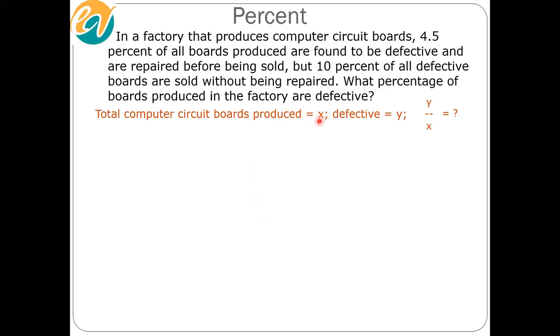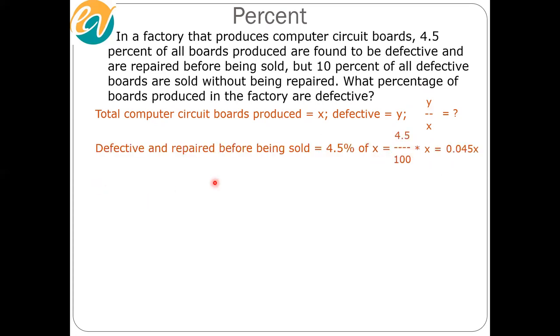So this is perhaps a very simple way, where I assumed the total to be 100. You could have assumed that the total number of circuit boards produced is X, and let's say defective is Y. So we have to find out what percentage of boards are defective. So Y by X into 100 is what we have to find out. Defective and repaired is 4.5% of all the boards.